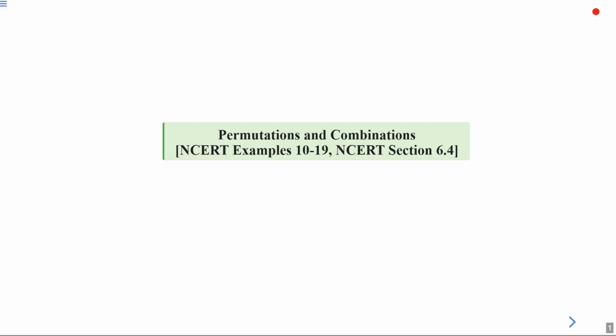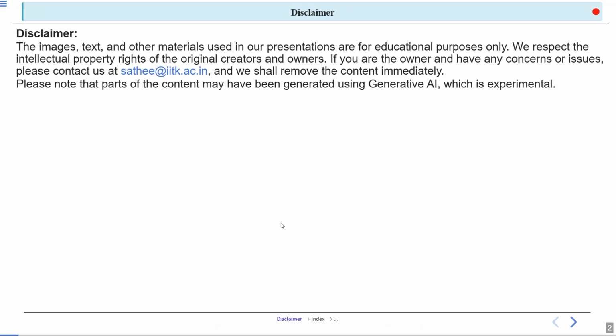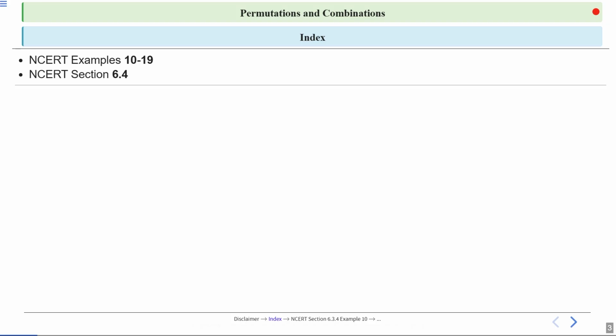In this lecture, we will cover NCERT examples 9 to 19 and NCERT section 6.4. This is a disclaimer. First, we will solve some NCERT examples and then we will discuss NCERT section 6.4. So let's get started.